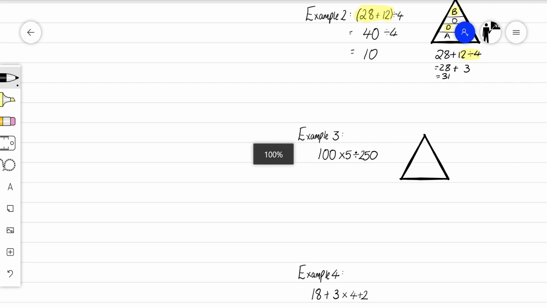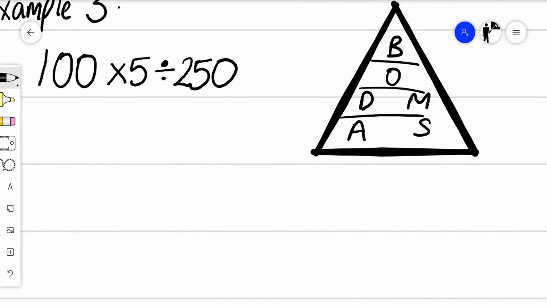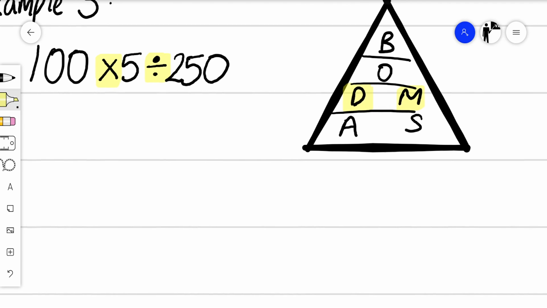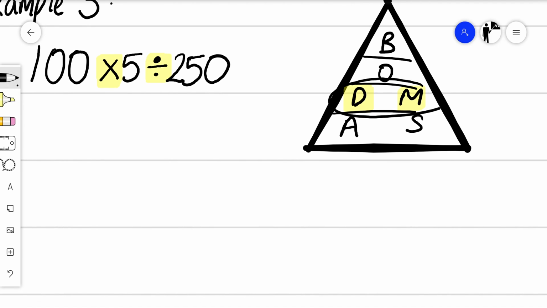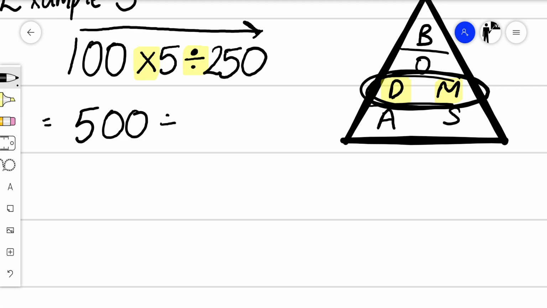I'll just zoom back in here. BODMAS. Let's have a look at our two operations. We've got multiplication and division. Do you notice how both of these operations are on the same level? Because they're on the same level, we can just do this calculation left to right. So we do 100 times 5, which is 500, and then we divide that by 250, which gives us 2.